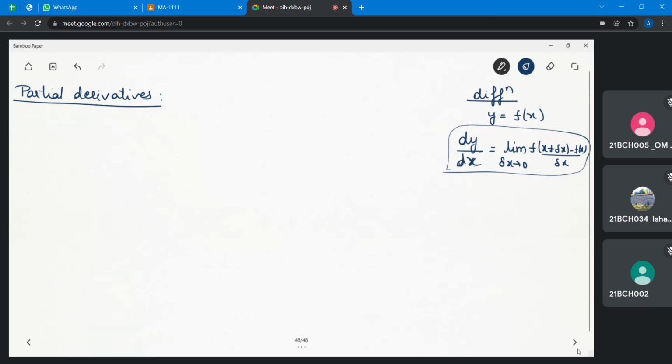Now again, when we are talking about the function of two variables, यहाँ पर function of two variables हैं, which is x, y. Now, once we have to calculate the derivative of this function f(x,y), how can we treat it?